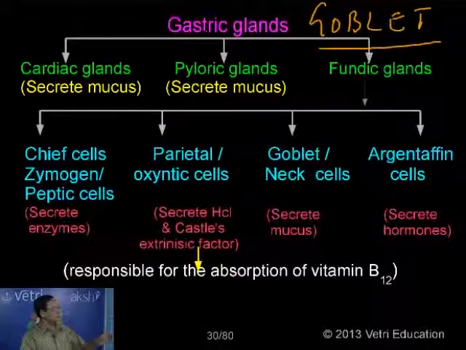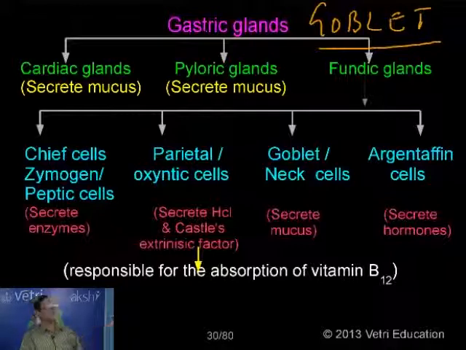So the cells concerned with the secretion of enzymes are called the chief cells or zymogen cells, also called peptic cells, as they secrete mainly the pepsin enzyme. So three names for that one: chief cells, zymogen cells, peptic cells, all the same. Their main function is concerned with the secretion of enzyme.